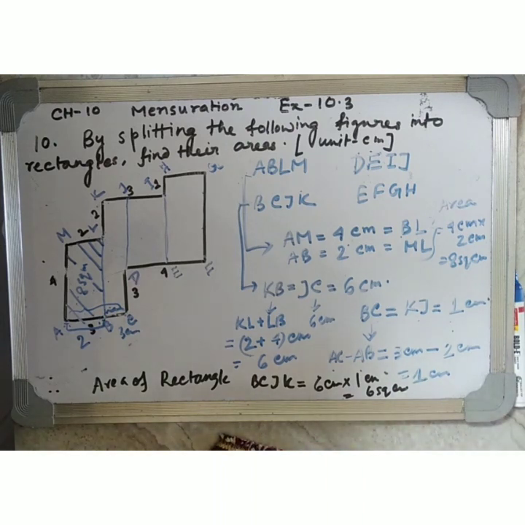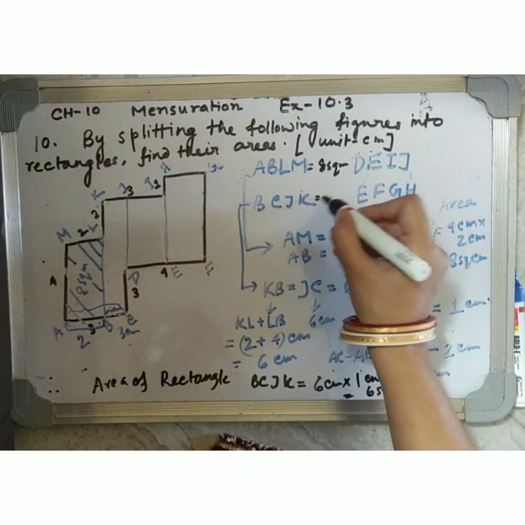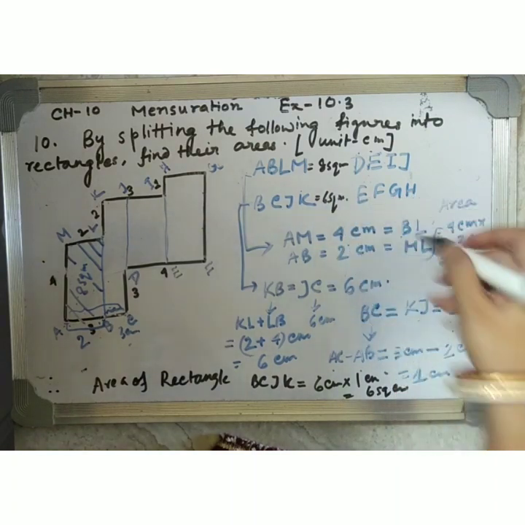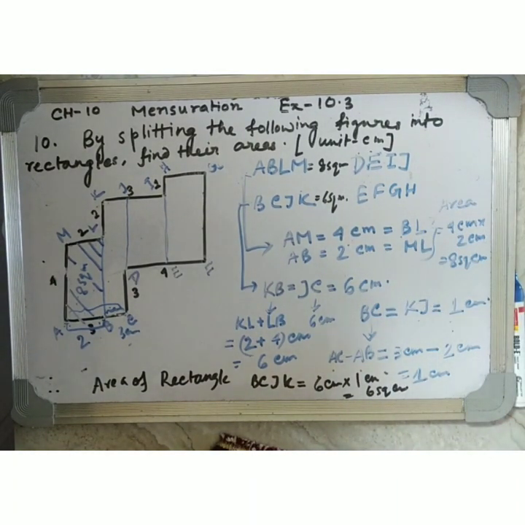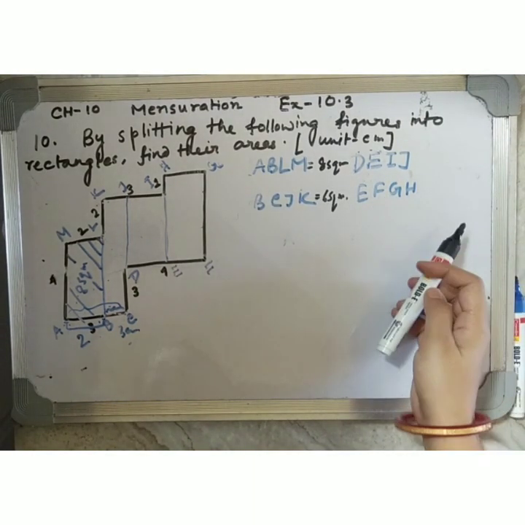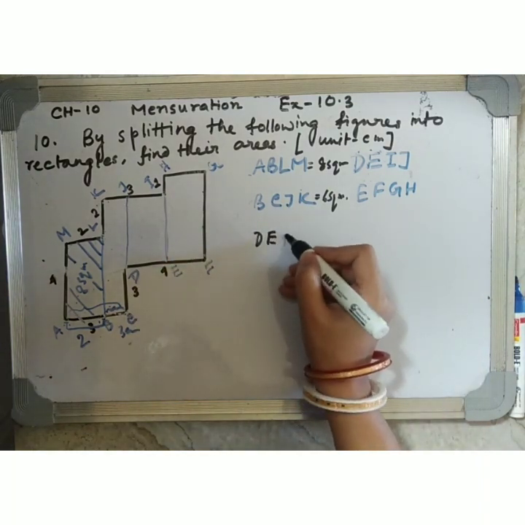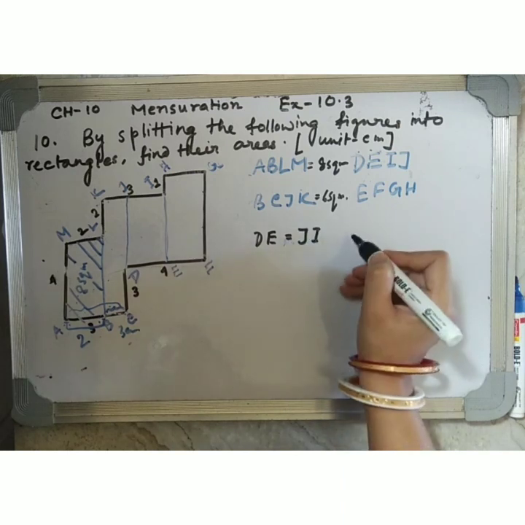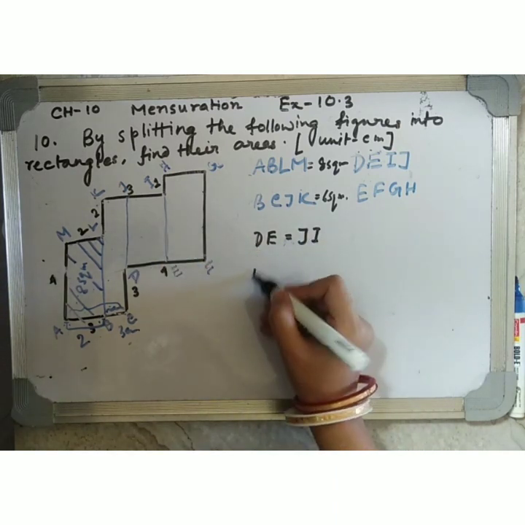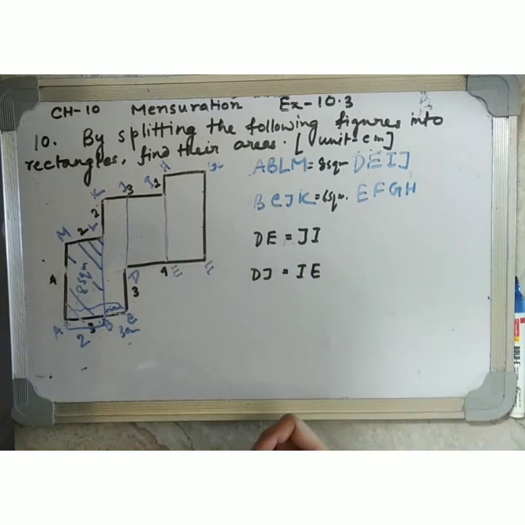Okay, so for our convenience I am writing here 8 square meter and this is a 6 square meter. Now we have to find these remaining two rectangles, the area of these two. Okay, now let's come to the next part. Now for finding the area of DEIJ, we have to know the length of DE means JI and the length of DJ means IE.